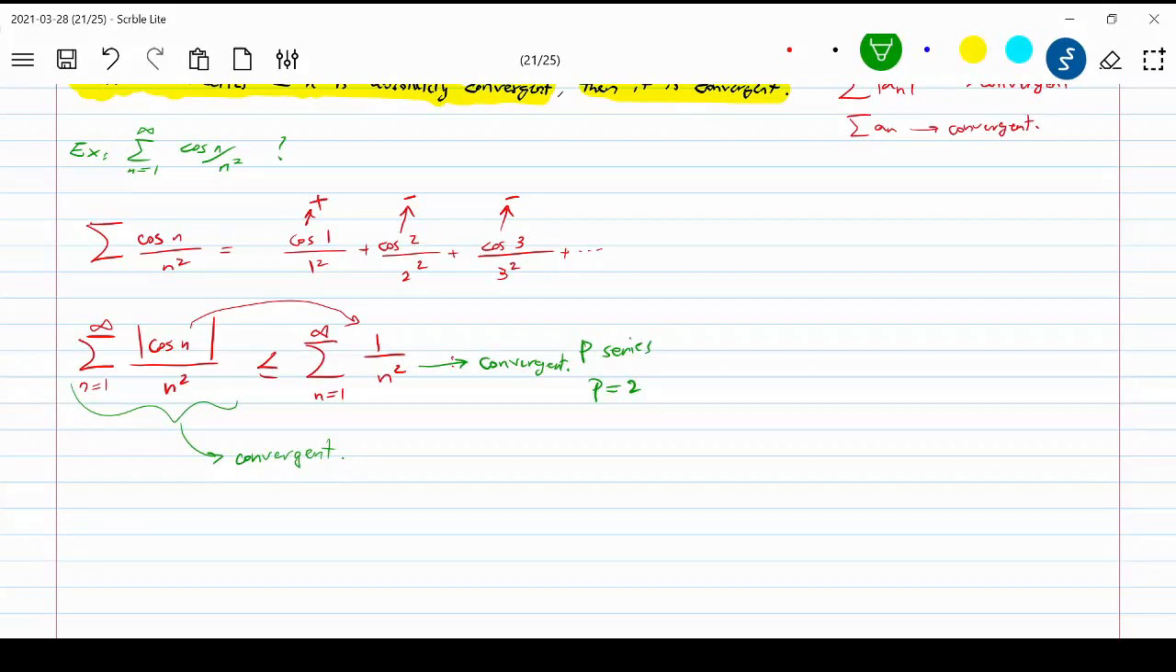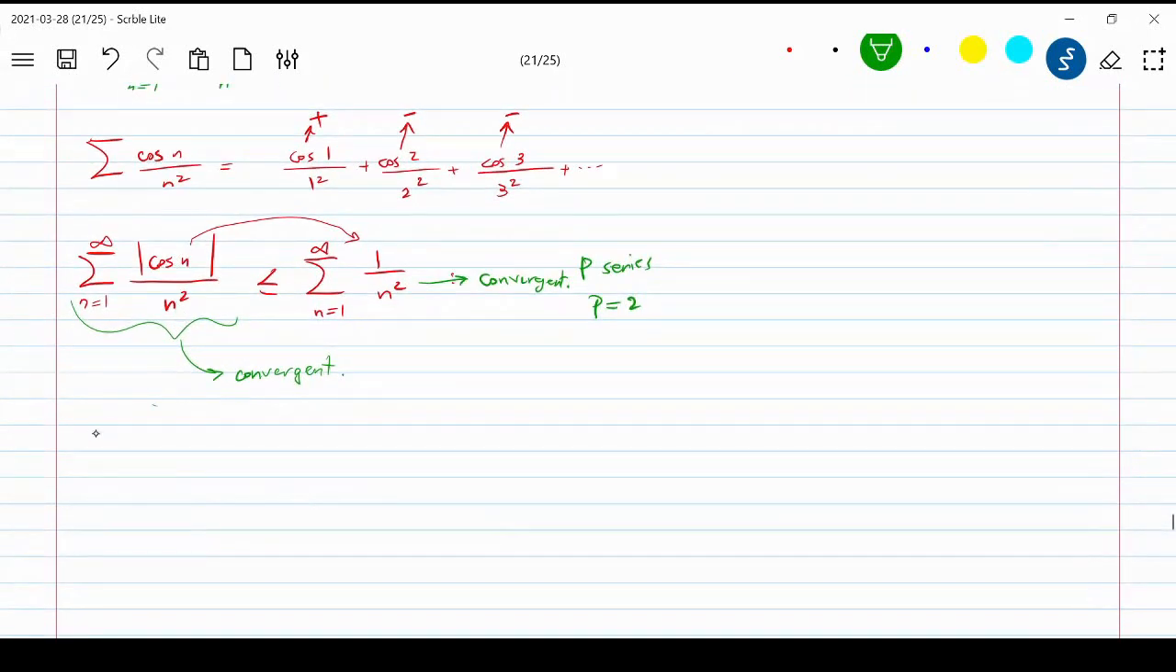Okay, so this is quite the case. We found out that the absolute value also converges. So the summation of the absolute value of an is convergent. This is what we showed. So that means the summation of an's is absolutely convergent.